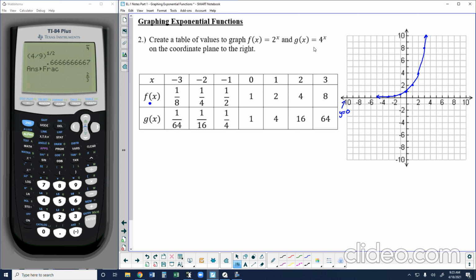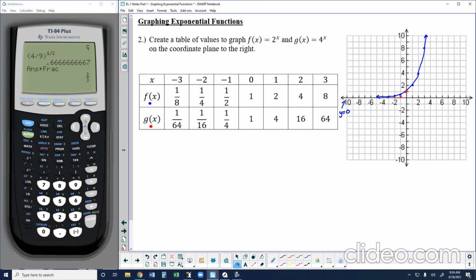So g of x is a similar function, but instead of 2 to the x power, it's 4 to the x power. So the number 2 and 4 is known as the base. The base has changed. When I take a look at -3, it's like 1 over 64. This is so close to the x-axis that I couldn't really draw an accurate point there. -2 is 1 over 16. That's, again, so close. It'd be very tough to draw an accurate point. -1 is 1/4.